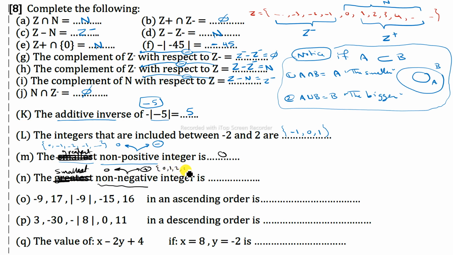0, 1, 2, 3, and so on. What is this? What is the smallest? 0.